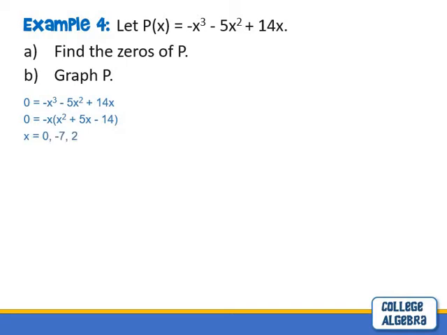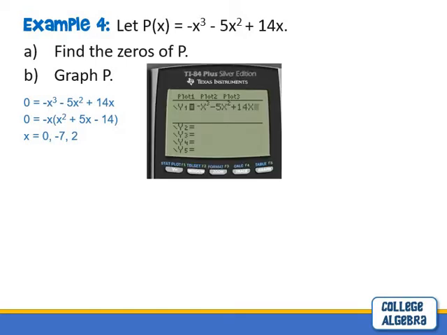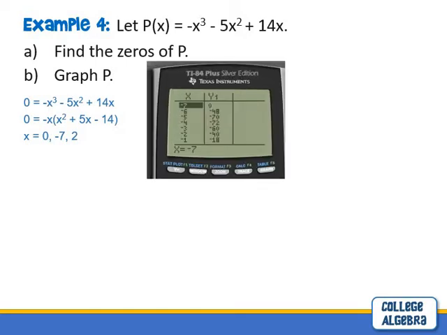You can set each of those equal to 0 to find your solutions. Negative x equals 0 gives me 0. This one will factor into x plus 7 times x minus 2. Set those equal to 0, and you get negative 7 and 2. Okay? So then you could go to your calculator, enter that in.